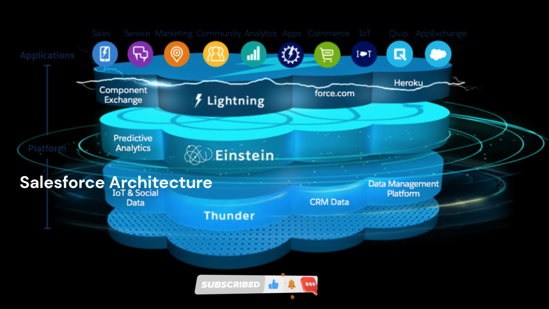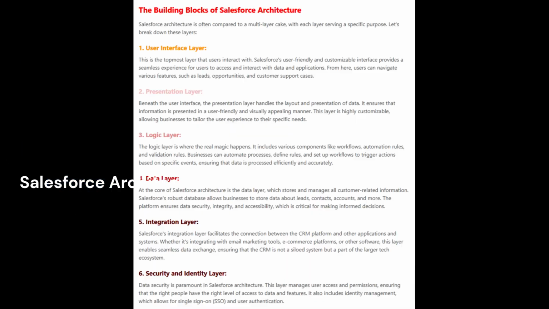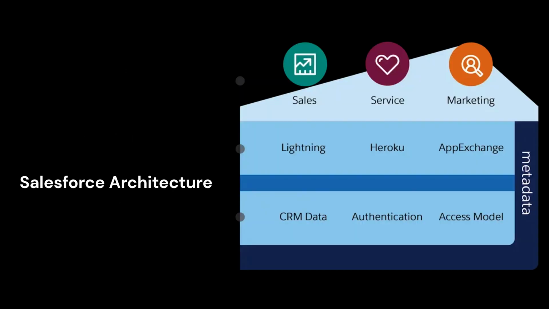The building blocks of Salesforce architecture. Salesforce architecture is often compared to a multi-layer cake, with each layer serving a specific purpose. Let's break down these layers. 1. User interface layer. This is the topmost layer that users interact with. Salesforce's user-friendly and customizable interface provides a seamless experience for users to access and interact with data and applications. From here, users can navigate various features, such as leads, opportunities, and customer support cases.